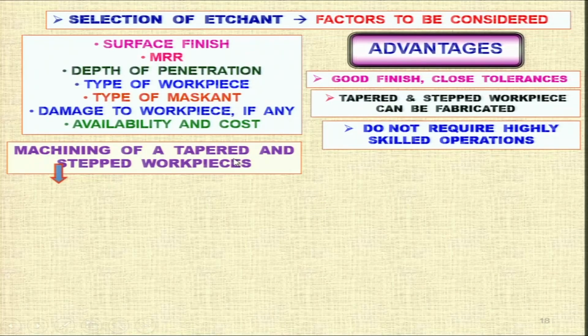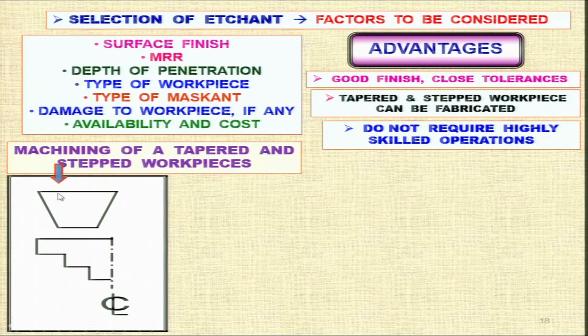Machining of tapered and stepped workpieces is possible. This is the unique advantage of this particular process, that in one go itself we can have the final product as the tapered product as well as the stepped product. You can see here, this is the tapered product, and we have already seen in the earlier slide that whatever holes you were drilling, they were tapered, and these are the stepped components, which you can easily machine by this particular process.